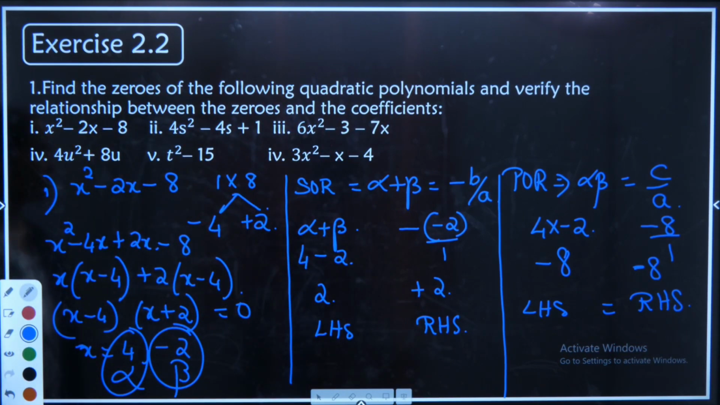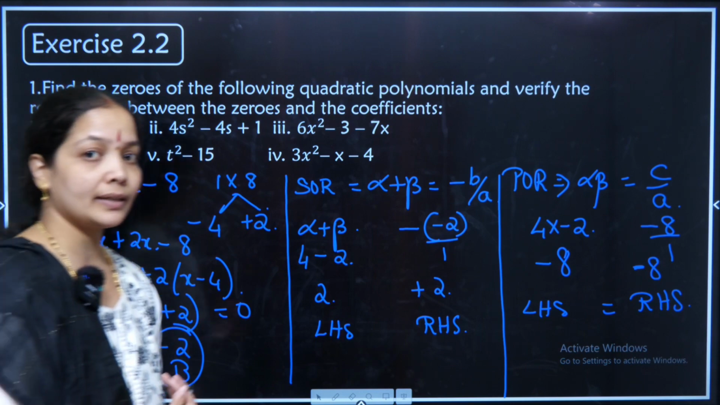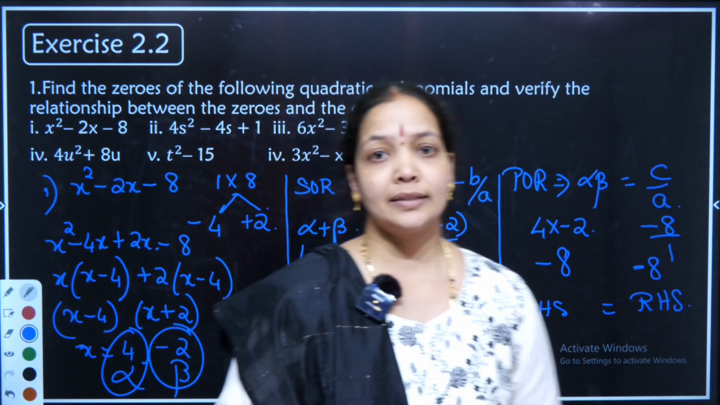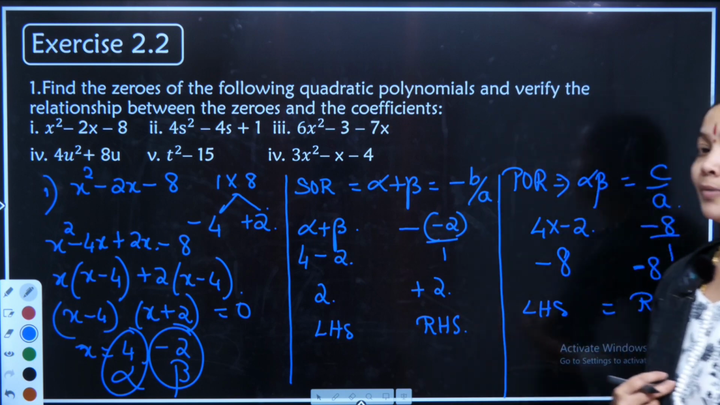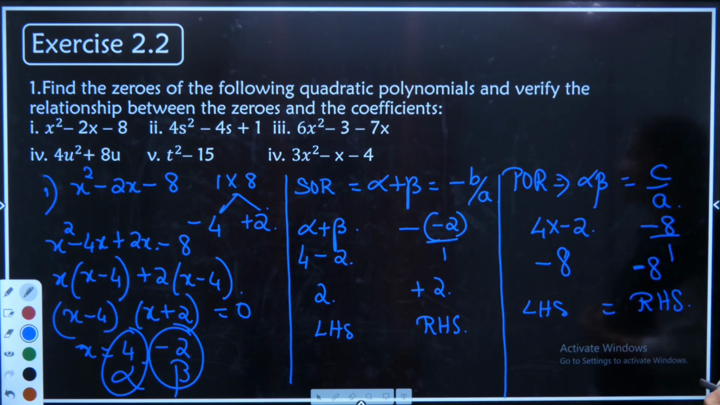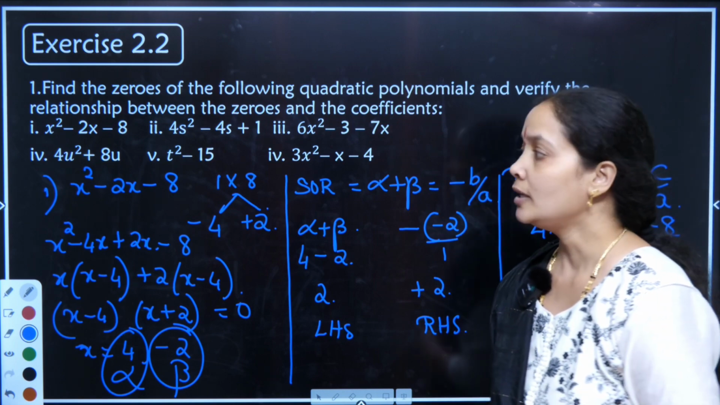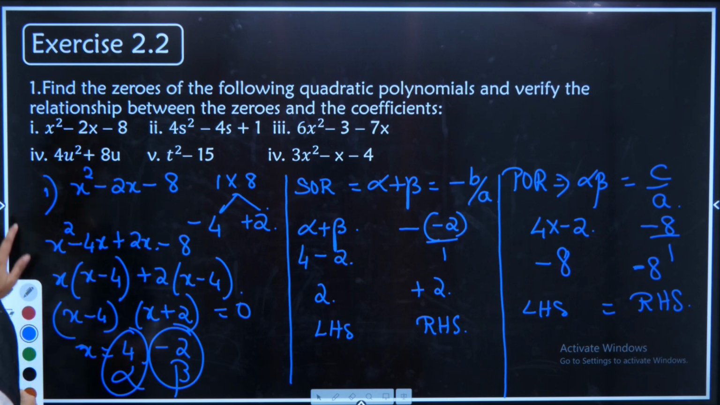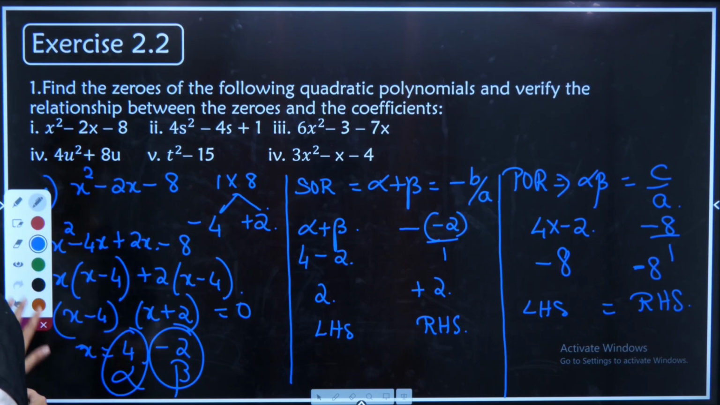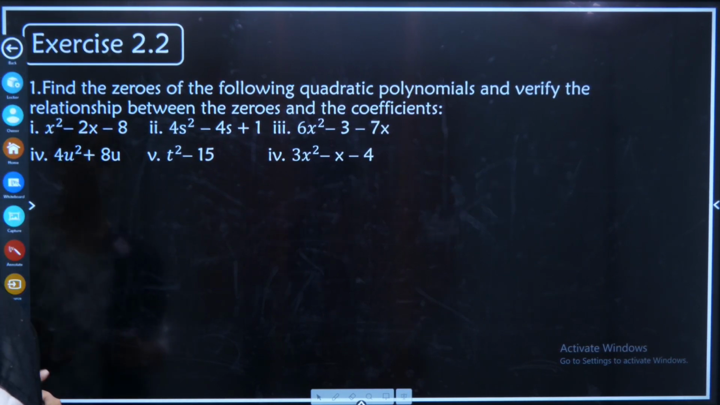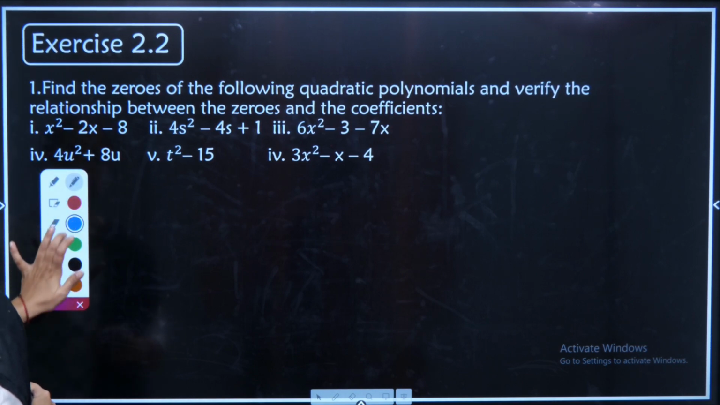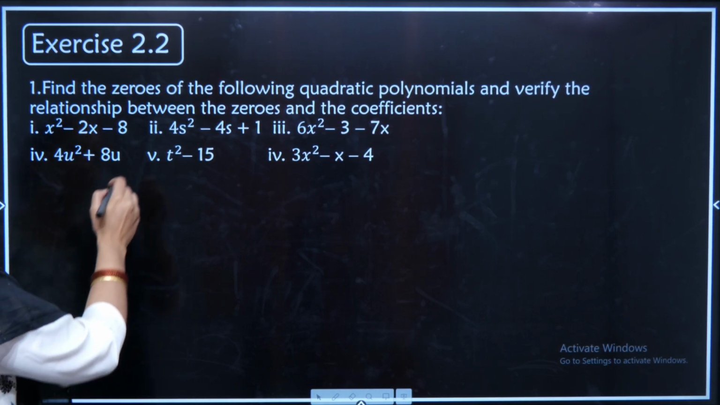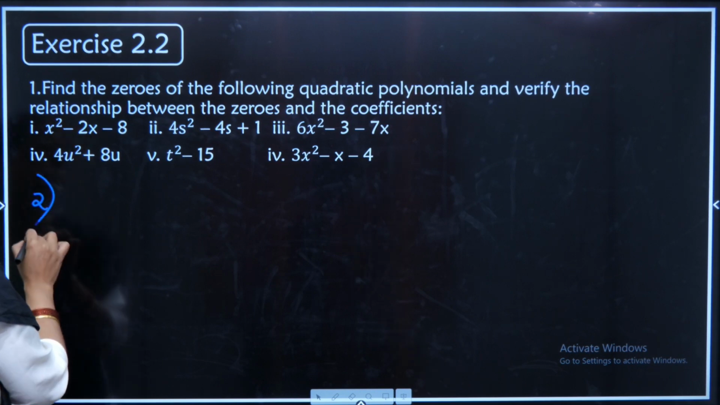So these are the type of questions in which you can solve each question using the same technique of splitting the middle term and then verifying sum of roots and product of roots. This is the first part of the exercise in which we have completed the first question. Moving on to the second question. So let us now learn how to split the second question.